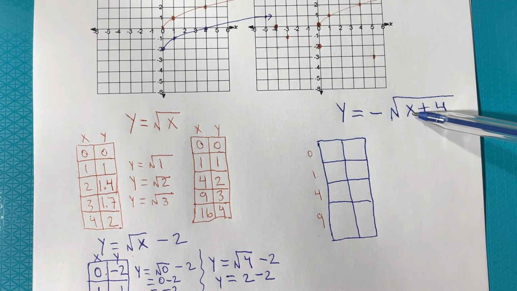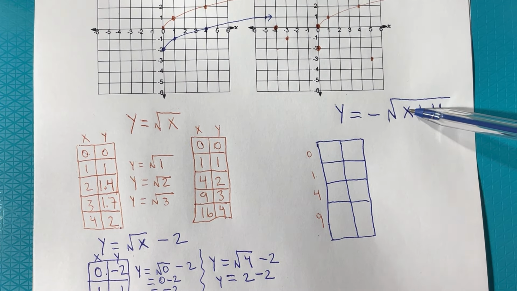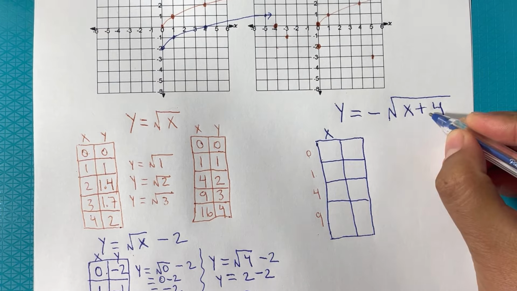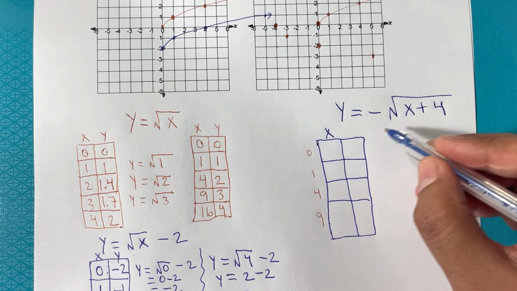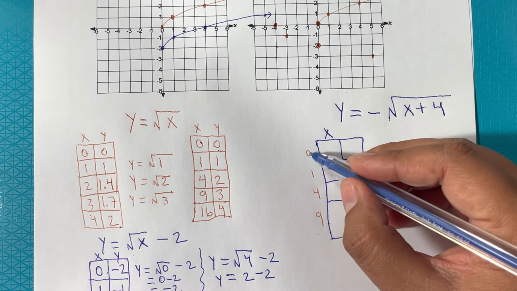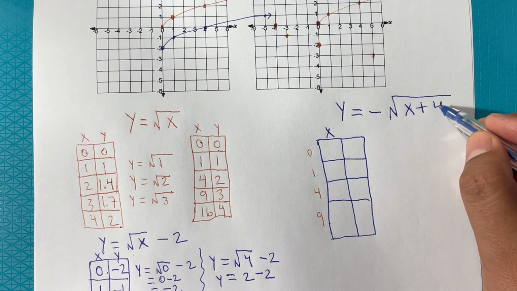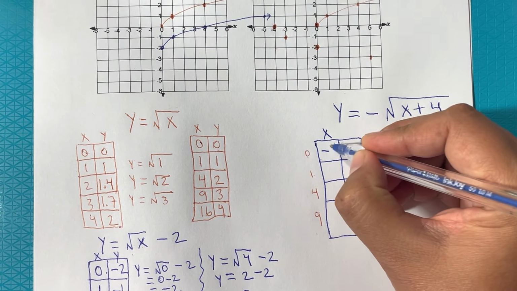We need to figure out what number would be x. What would be the value of x to make those perfect squares? So in here, to make this a 0, well, if I have 4, that means that I need a -4 for x.